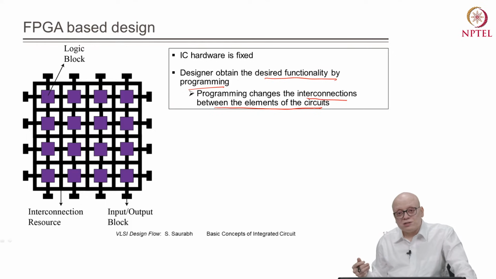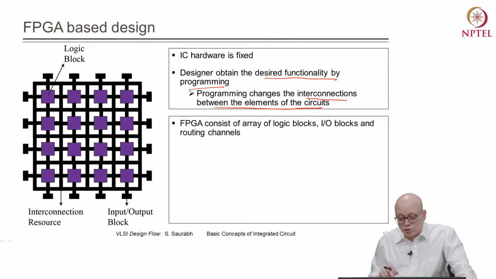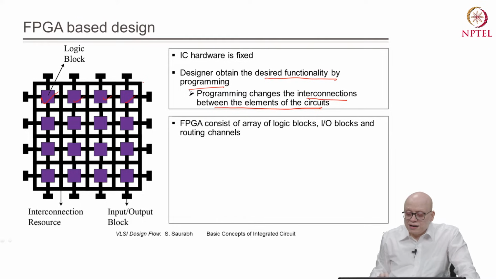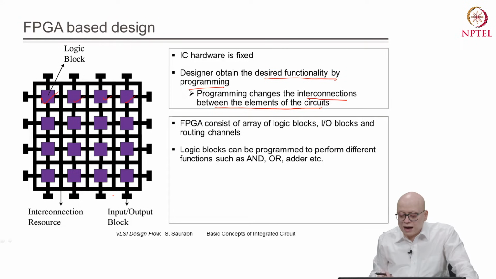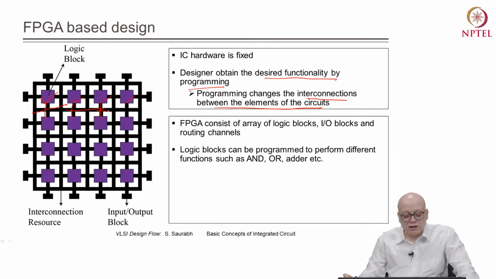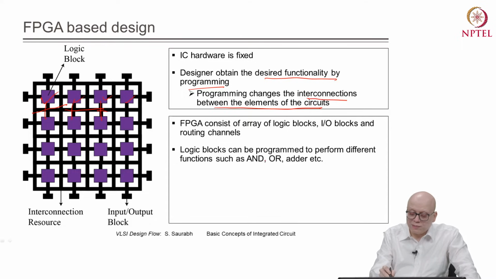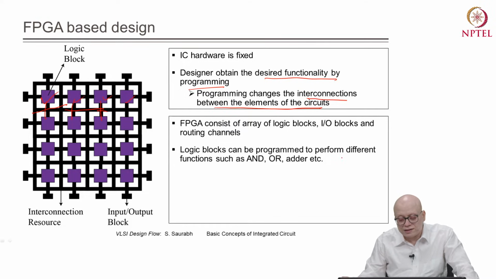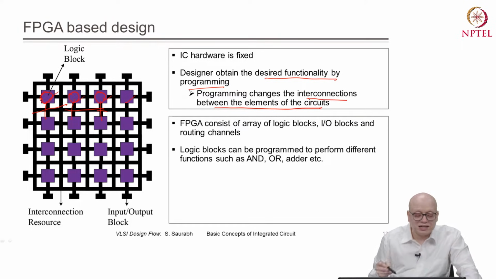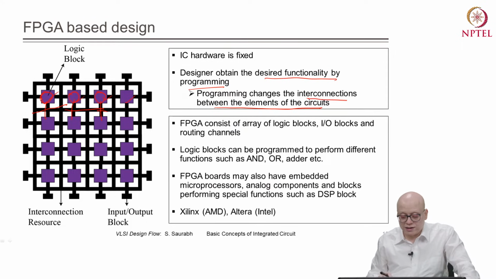So what are the elements of a circuit inside an FPGA board? An FPGA consists of an array of logic blocks. For example, these are logic blocks. And there will be IO blocks at the periphery through which signals can enter and leave. And there can be routing channels, which are basically used for making connections between different logic blocks. Logic blocks can be programmed to perform different functions such as AND, OR, adder. So the functionality of each of the logic blocks can be changed as per requirement, and also their interconnections.